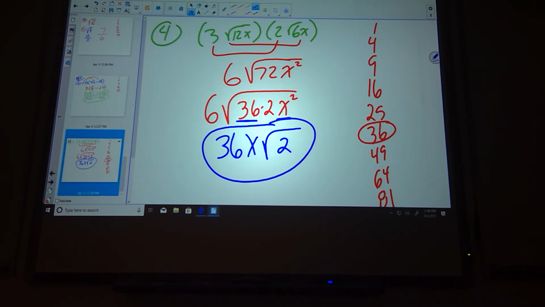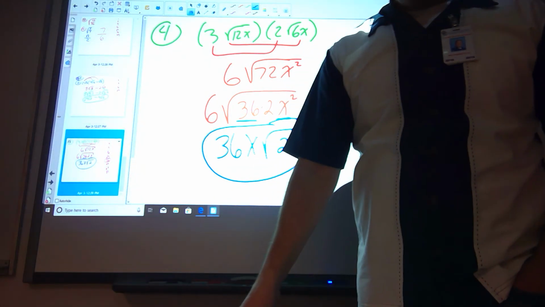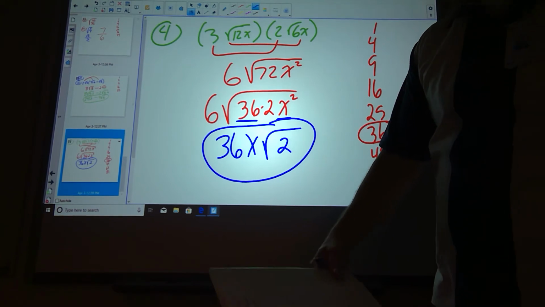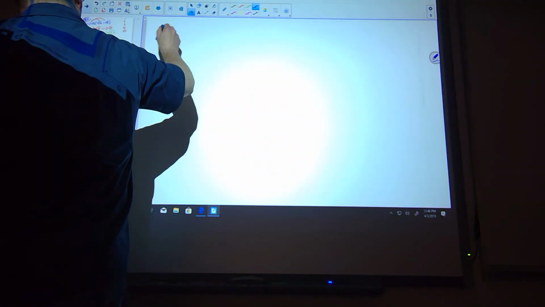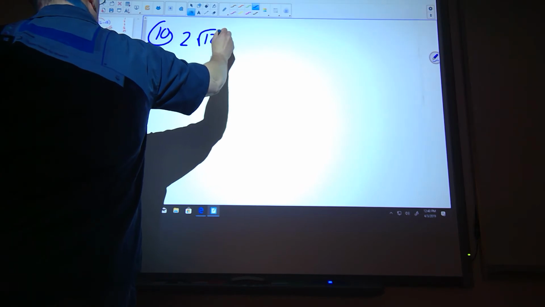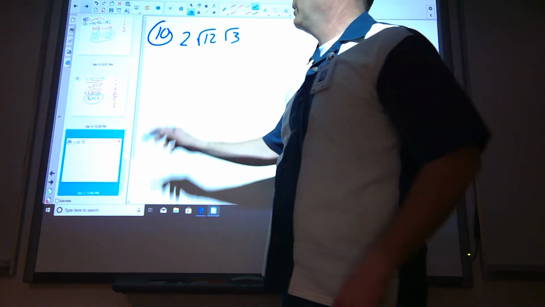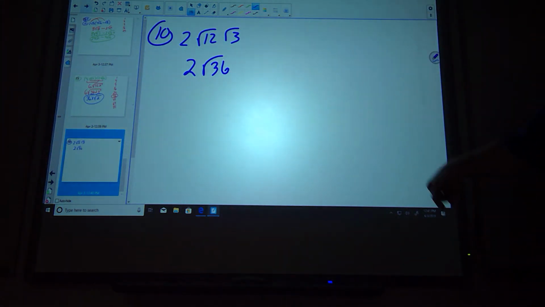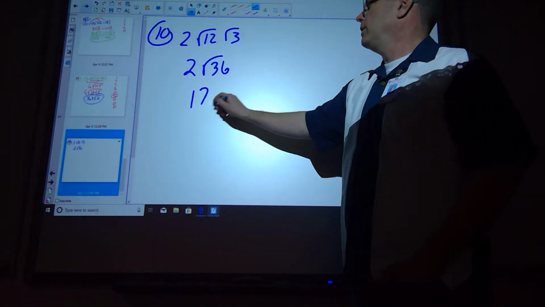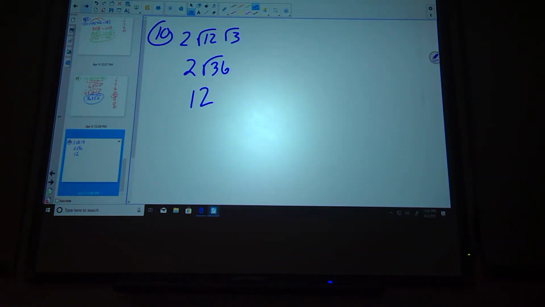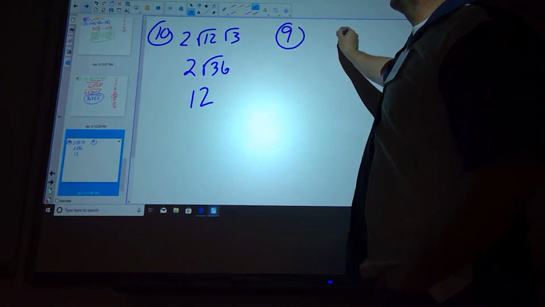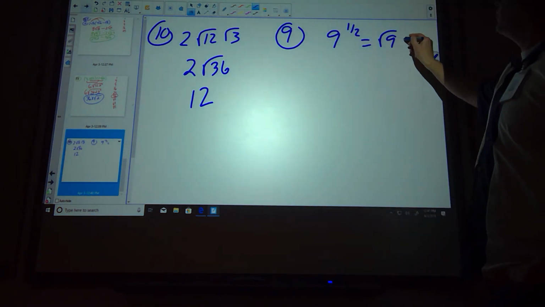What else off that page? Yeah. 10? So everything's being multiplied together, so I multiply inside, so I get 2 root 36. Do I need to write my perfect squares, or do you feel comfortable saying that the square root of 36 is 6? 6 times the 2 is 12. Done. 9? Oh, you just multiplied. 9 to the 1/2. This is like the other one. It's just the square root of 9, which is 3.